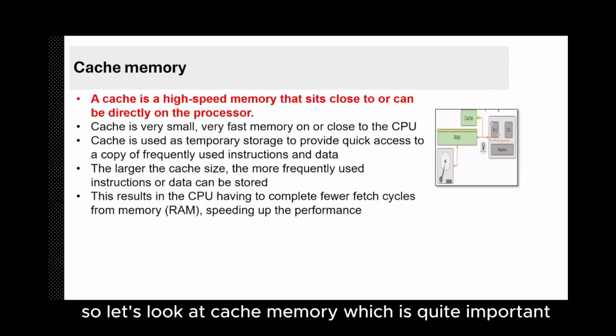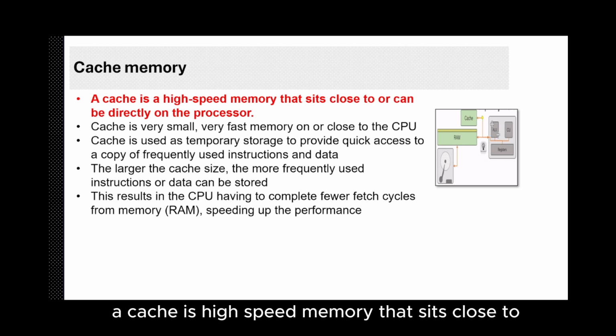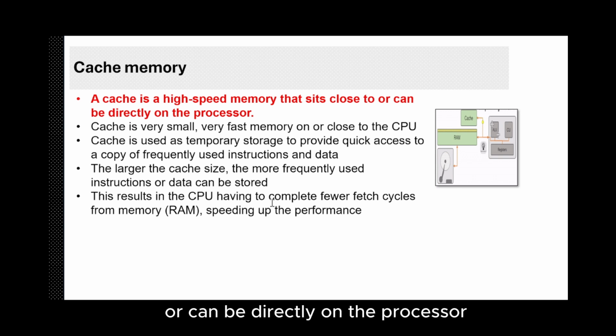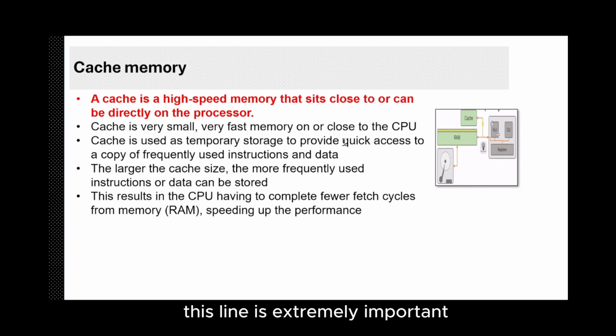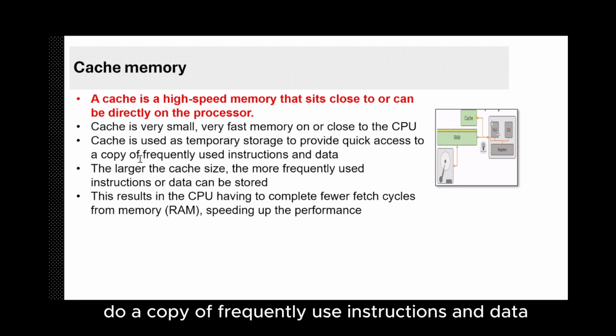Let's look at cache memory, which is quite important. A cache is high speed memory that sits close to or directly on the processor. Cache is very small, very fast memory on or close to the CPU. Cache is used as temporary storage to provide quick access to a copy of frequently used instructions and data. So this line is extremely important: quick access to a copy of frequently used instructions and data.